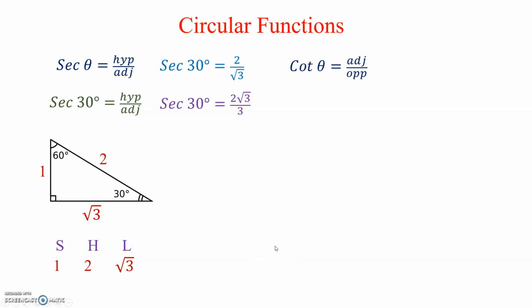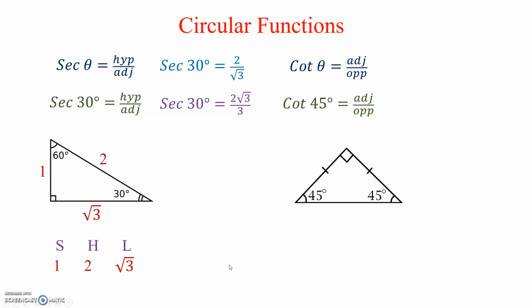If I had a different one, cotangent, adjacent over opposite. If I'm doing the cotangent of 45 degrees, I can create my special right triangle using 1, 1, radical 2, and place those values on the triangle. Now we have enough information to determine the cotangent of 45 degrees. Using the adjacent and the opposite, 1 over 1, the cotangent of 45 degrees is 1. So we're going to build upon that.